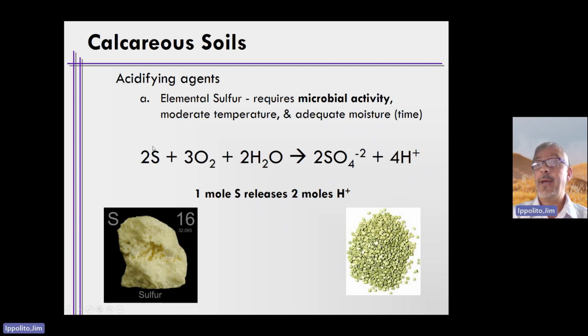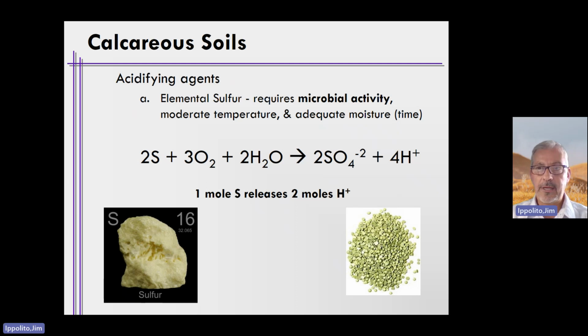This is how it works. You add elemental sulfur, it reacts with oxygen and water in the presence of microorganisms that convert this reaction from the left side to the right side, and you create some free hydrogen ions and sulfate. When you combine these two hydrogens and sulfate, that's sulfuric acid. So you can generate some acidity from this. All right. And so 1 mole of sulfur releases 2 moles of hydrogen. You can see that in this equation here. It works.